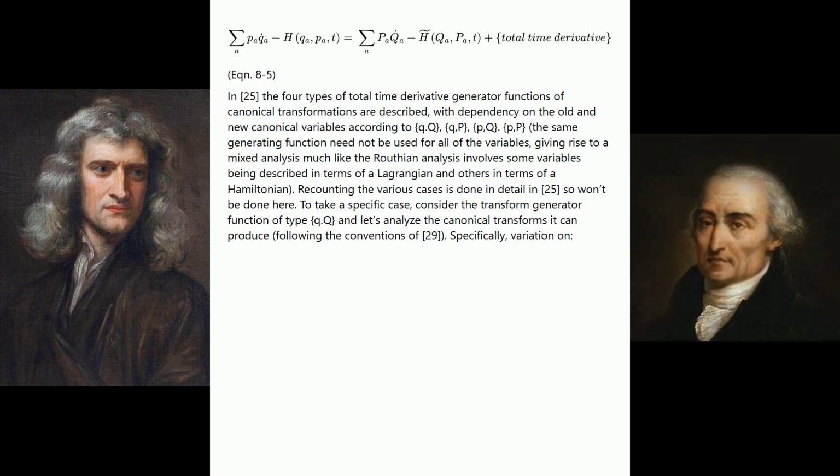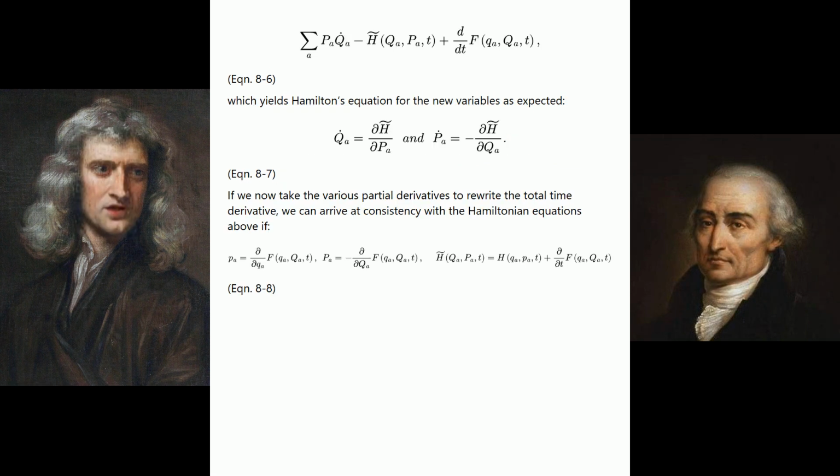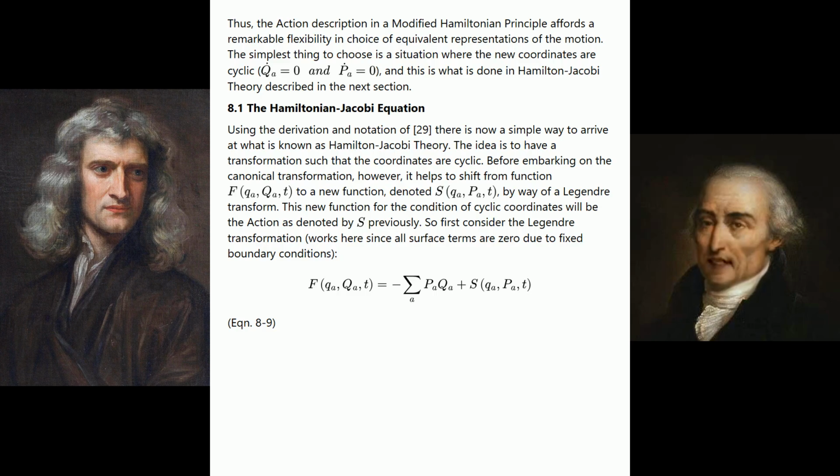To take a specific case, consider the transform generator function of type q,Q, and let's analyze the canonical transforms it can produce, following the conventions of reference 29. Specifically, variation on. See equation 8-6, which yields Hamilton's equations for the new variables as expected. See equation 8-7. If we now take the various partial derivatives to rewrite the total time derivative, we can arrive at consistency with the Hamiltonian equations above if. See equation 8-8.